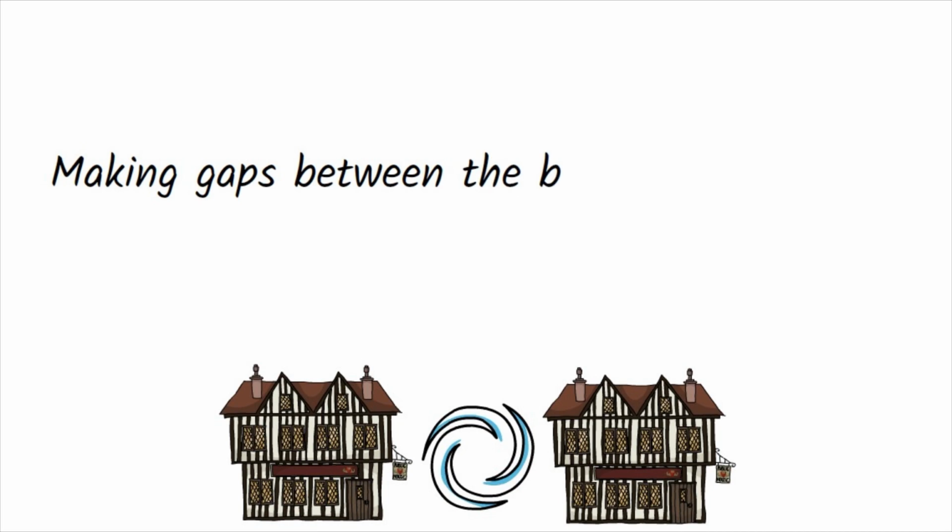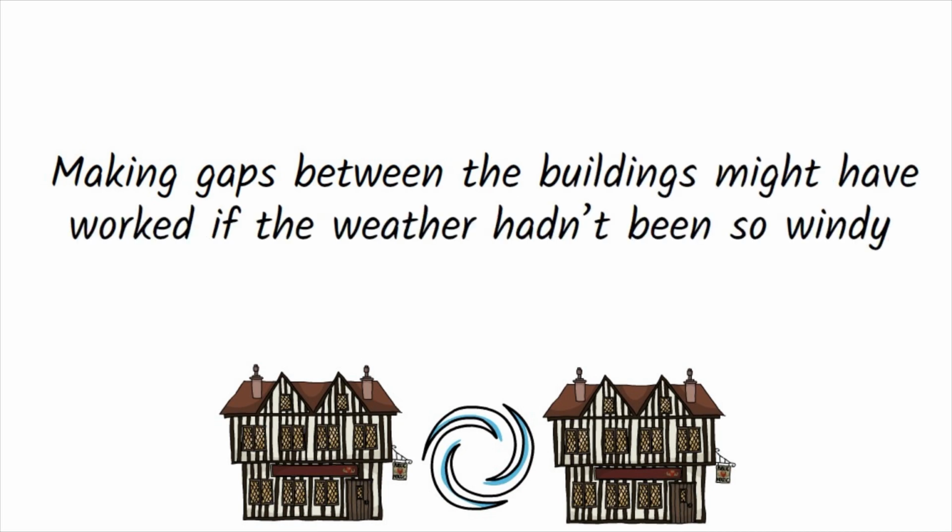Now have a go at your second sentence. I wonder if you can spot the subordinating conjunction this time. Making gaps between the buildings might have worked if the weather hadn't been so windy. Have a think now. Did you spot the subordinating conjunction? The subordinating conjunction is if.